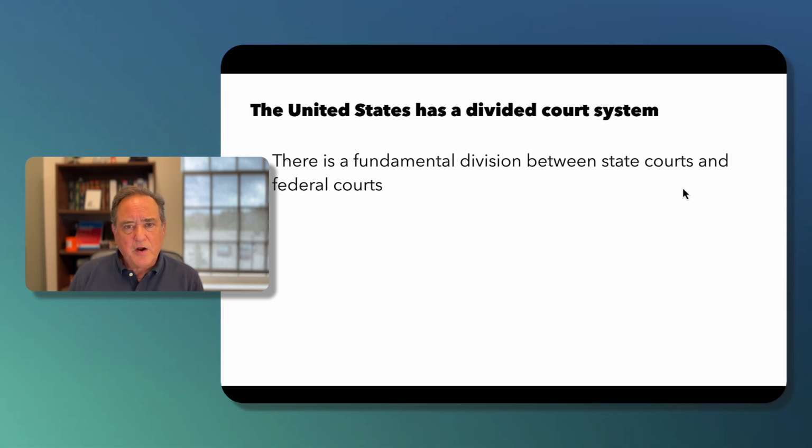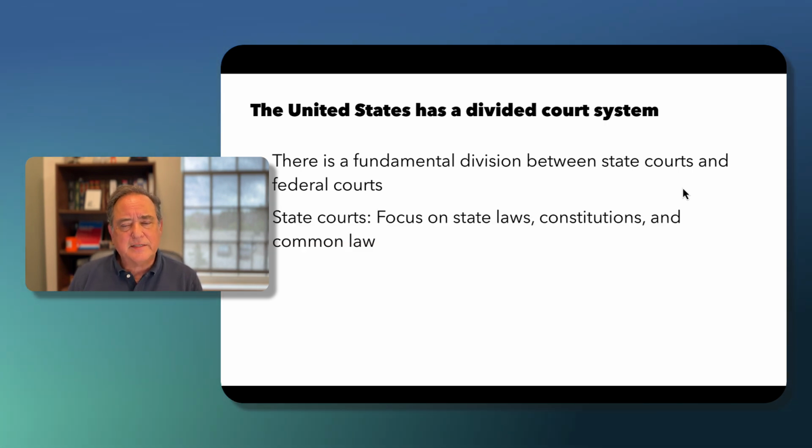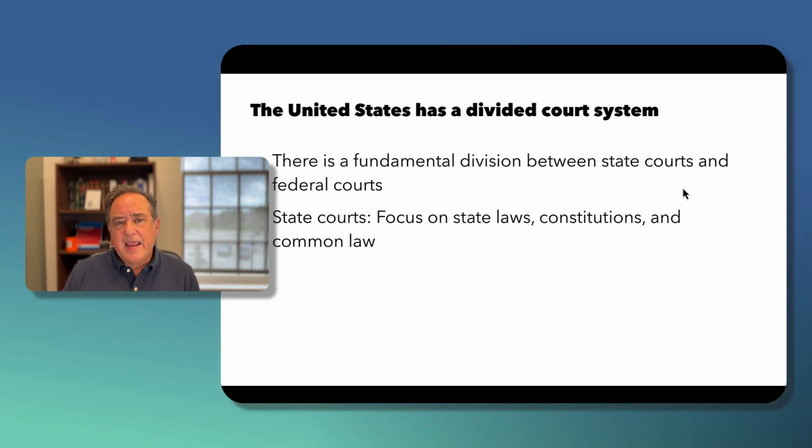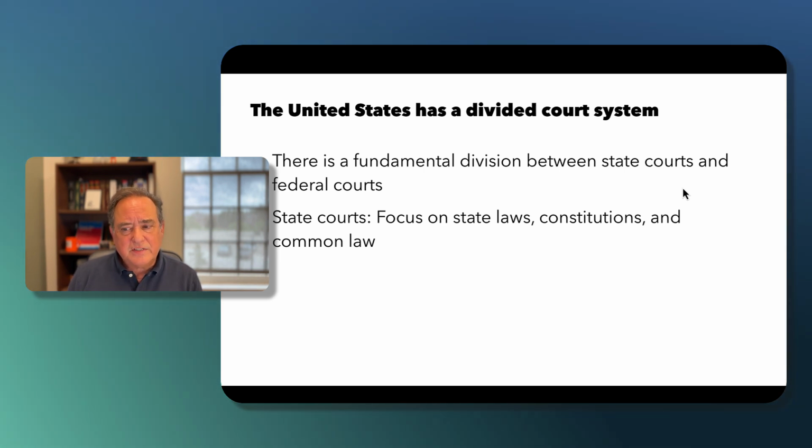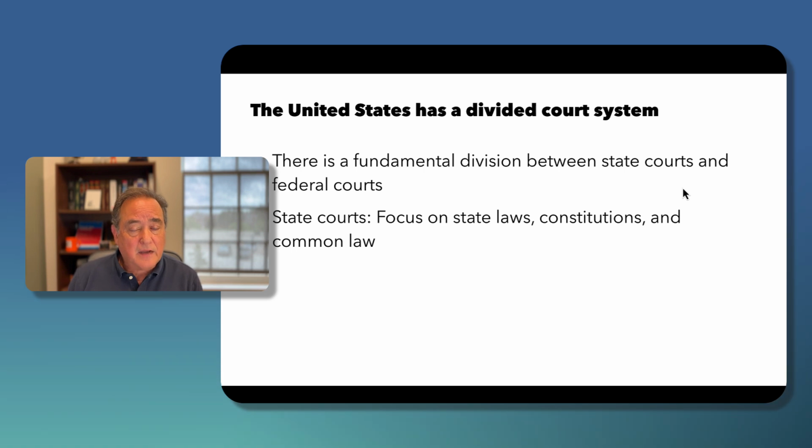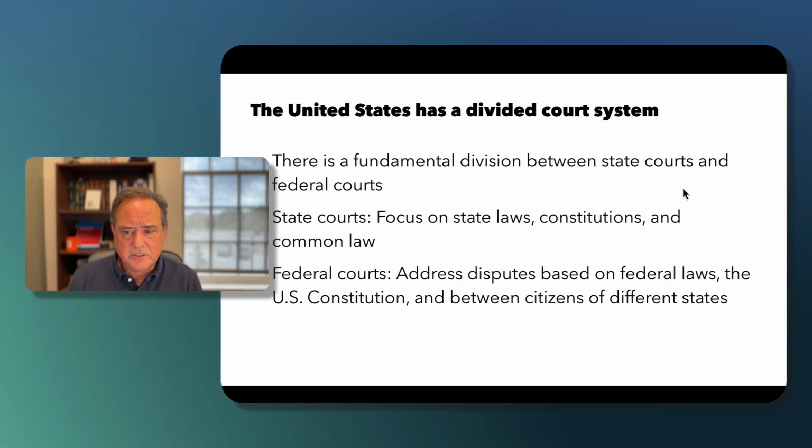So there are some broad divisions, however. For instance, state courts tend to focus on state laws, on state constitutions, and on the common law of the state. Every state has its own version of the common law, such that the law of Kansas is different than the law of Washington is different than the law of Louisiana. So state courts in each of those states will address issues of state law and create common law out of their decisions.